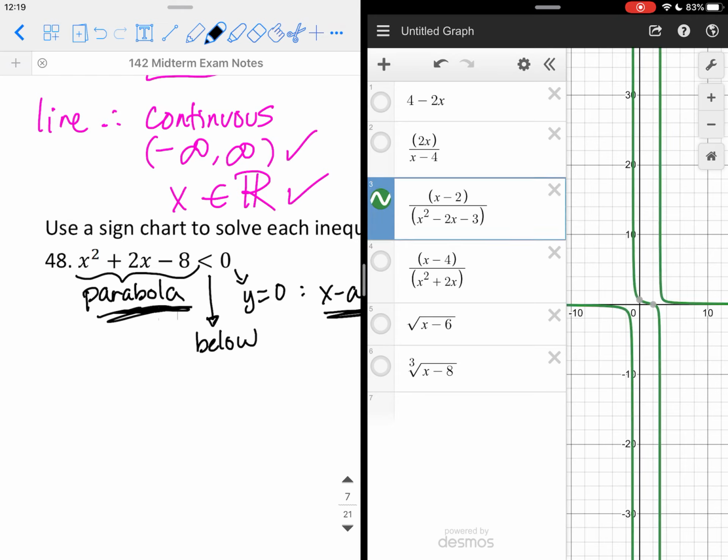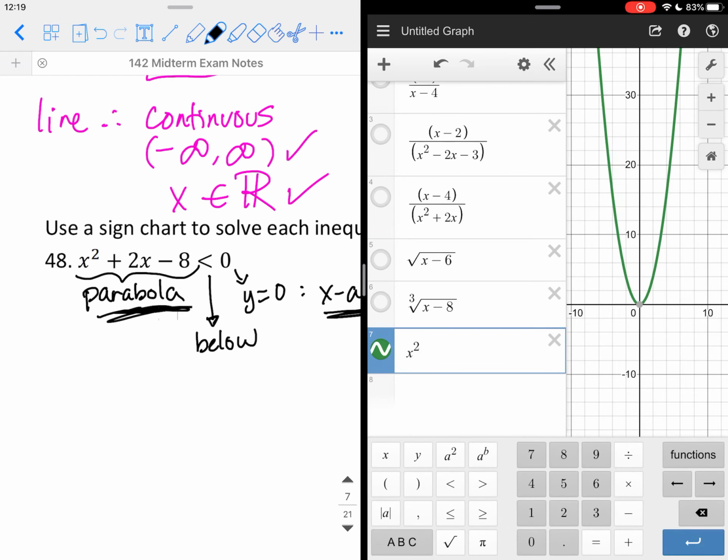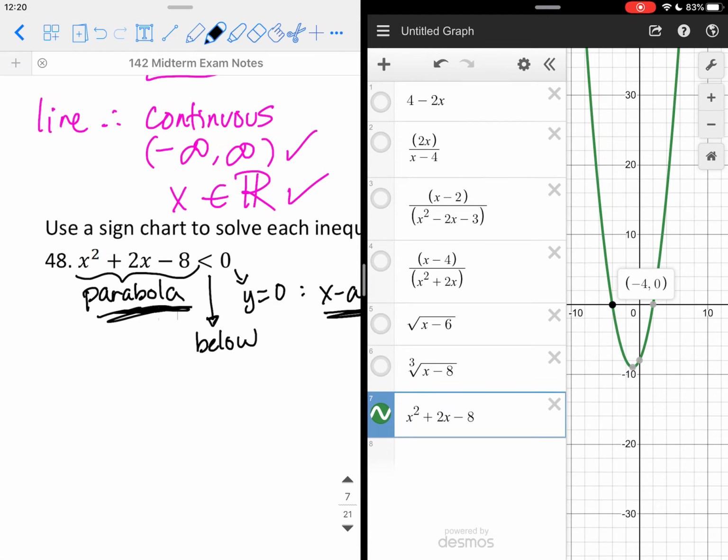I did not put it in, so I need to type it in: x squared plus 2x minus 8. So there's the parabola. And I want to know when it's below the x-axis, because y equal to 0 is the x-axis. So I'm really interested in those points. Right there, the parabola is on the x-axis. So to show that it's below, I'm going to put those 2 coordinates as open circles. So I'm going to go ahead and graph it right here.